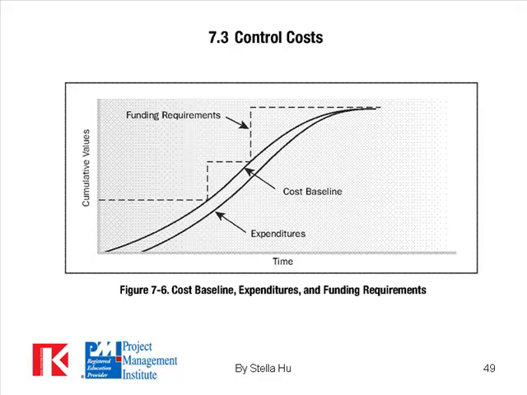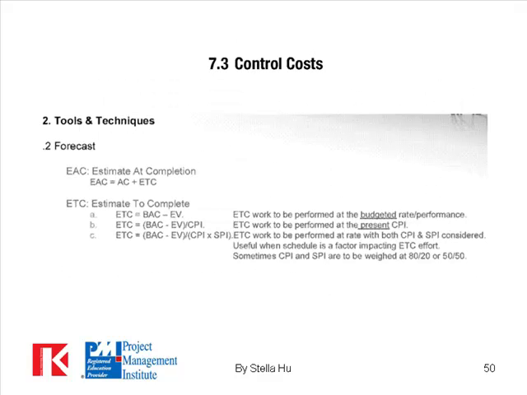So if you see this to be the cost baseline, right? And this is your expenditure. Then you have an overrun, right? So make sure when you see one side of the chart, you also know the other side. See what I mean?